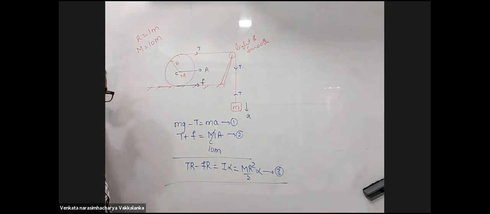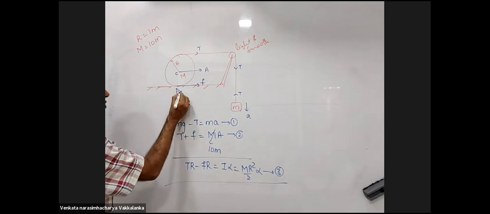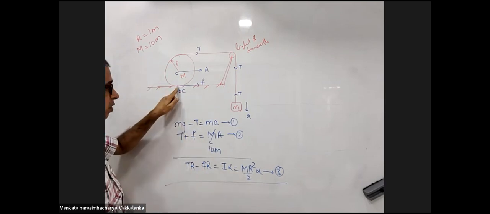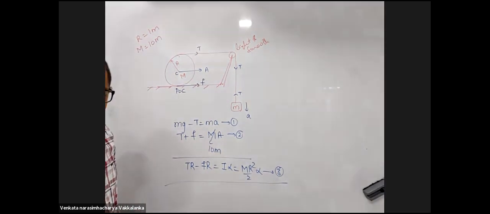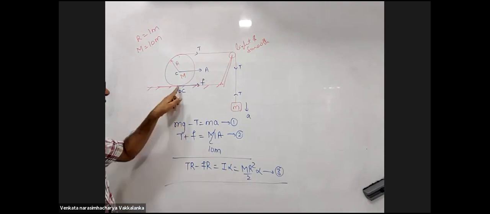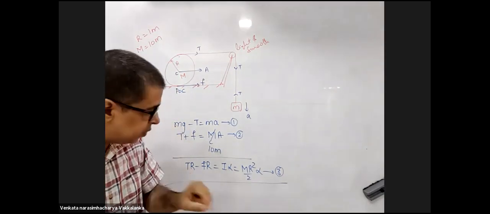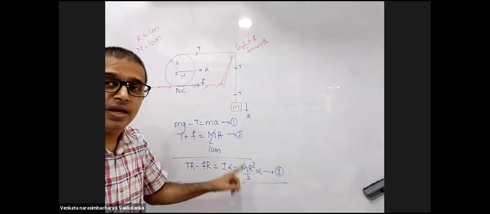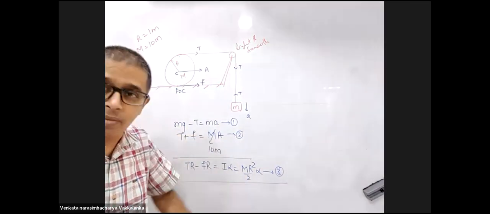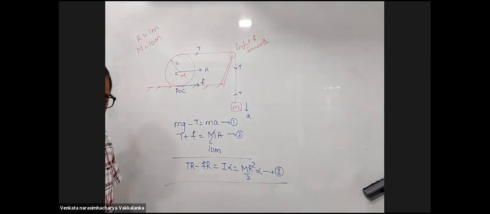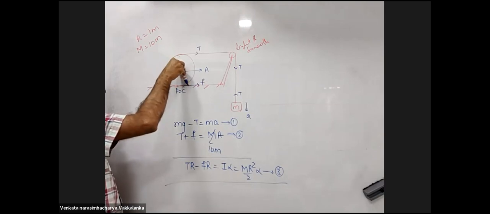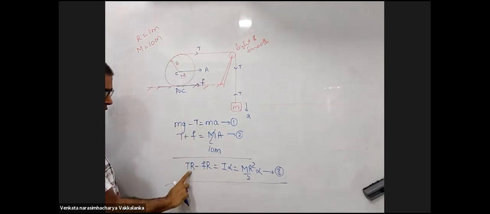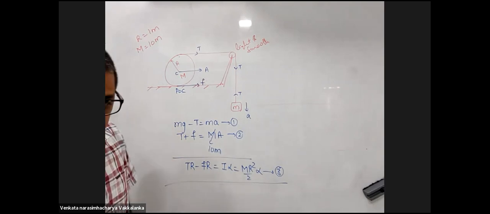You can as well take the torque about point of contact. I have no problem with that because the body is rolling. Point of contact is not accelerating in this direction. Right? So you can take the torque even about point of contact, but if you do that, moment of inertia will be MR square by 2 plus MR square. We are perfectly okay with it. T into R is clockwise, F into R is anti-clockwise. So T into R minus F into R.